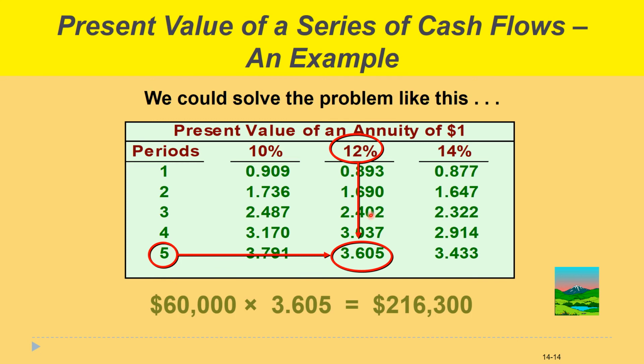From the present value table, since it is an annuity, every year is the same amount, we can add up on the 12% column, or here it's accumulated already for us, right? And we come across to the 5 years, and we multiply 60,000 by 3.605, we'll get 216,300.